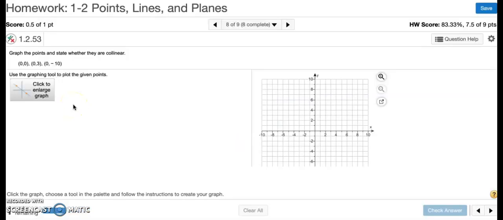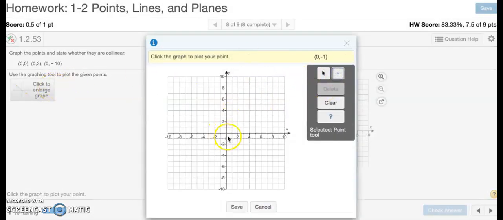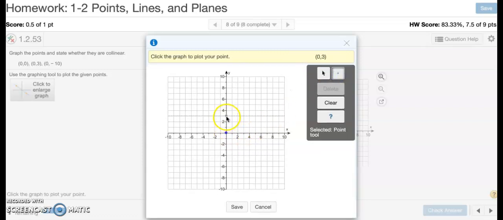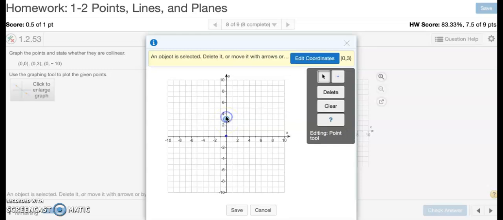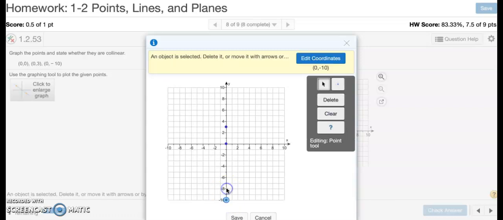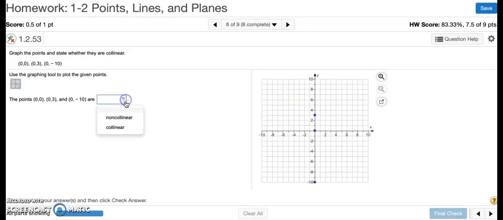Number 8, it says graph the points and state whether they are collinear. That means we plot them and see if we can connect them to form a line. So click to enlarge graph. I'm going to graph my 3 points. So 0, 0, 0, 3, and 0, negative 10. I can connect these to form a line. So I'm going to say they're collinear.